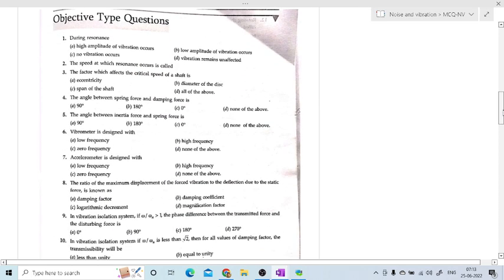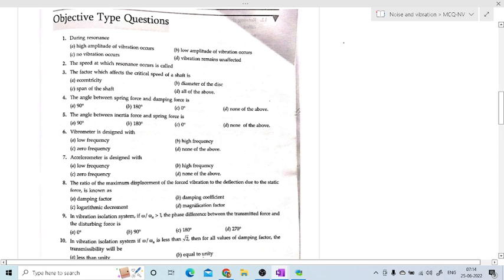Now next, read the first statement. During resonance, see, in last session, means the first lecture on multiple choice questions, there I have given the definition of resonance. I am going to repeat again. The resonance means the external excitation force which is applied on the system, its frequency should match with the natural frequency of the system.